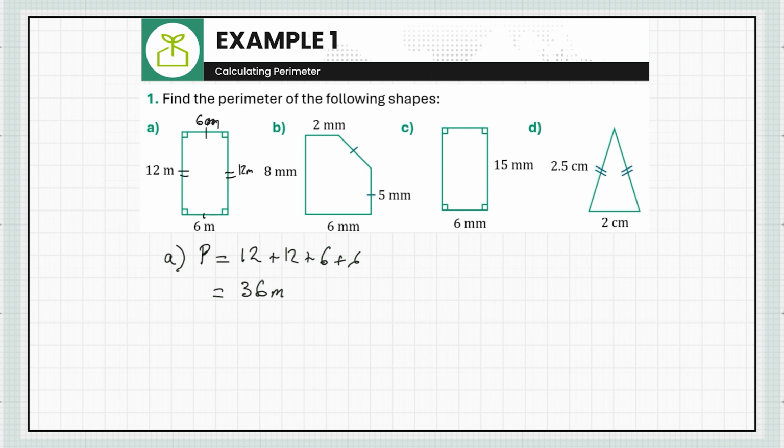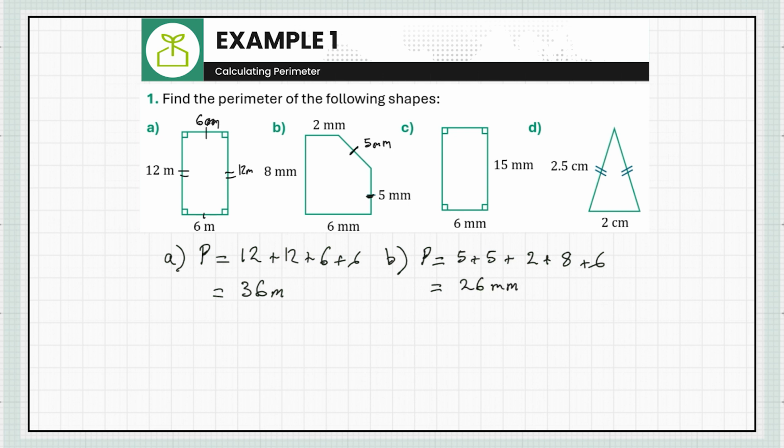in distance. Now, if we look at B, we need to see this particular little shape here. Now, these lines mean that these are the same size, so we can also write in that this is 5 millimeters as well. Now we can write a little equation for our perimeter. So our perimeter is going to be equal to 5 plus 5 plus 2 plus 8 plus 6. So our perimeter is going to be equal to 26 millimeters.